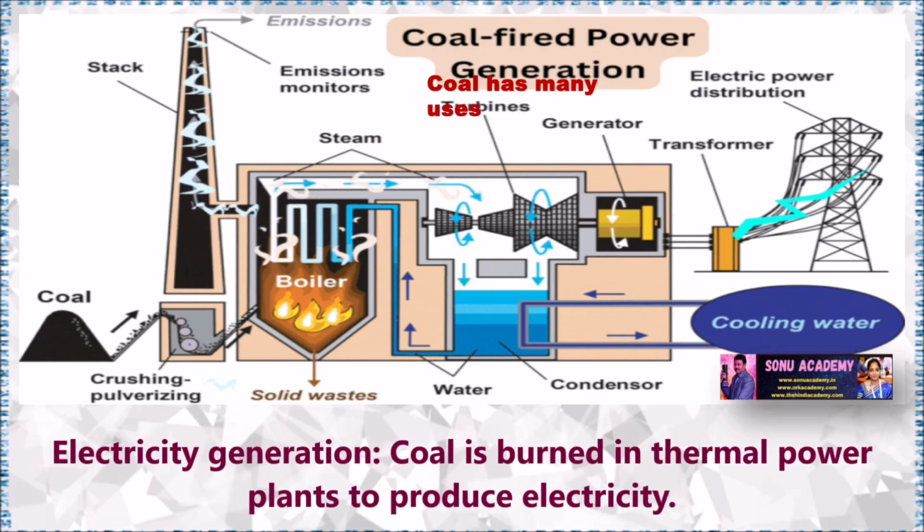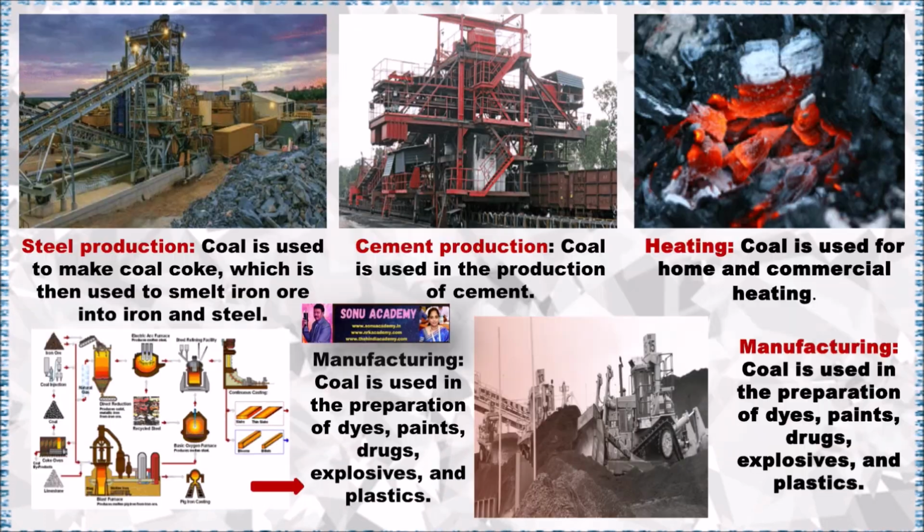Electricity generation. Coal is burned in thermal power plants to produce electricity. Steel production. Coal is used to make coal coke, which is then used to smelt iron ore into iron and steel. Cement production. Coal is used in the production of cement. Heating. Coal is used for home and commercial heating also.